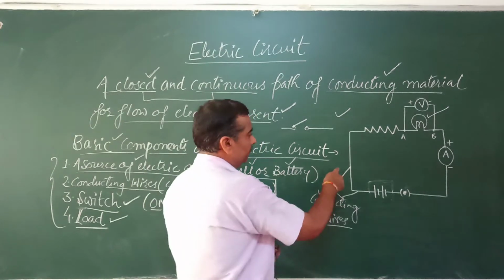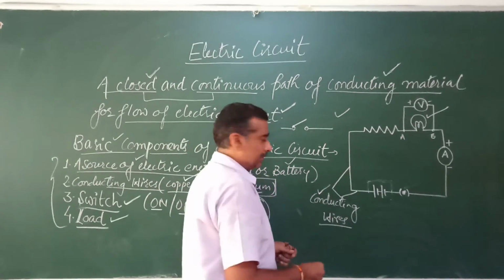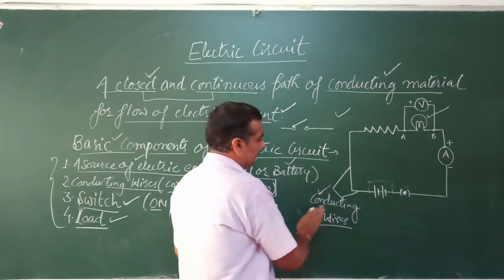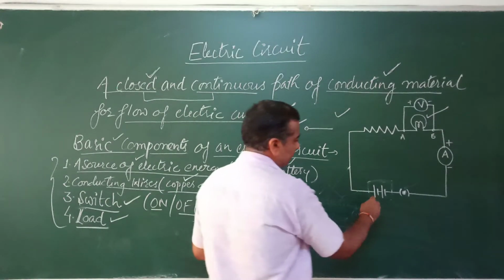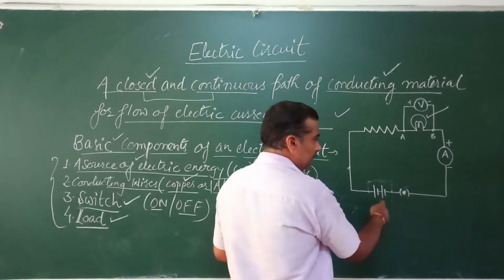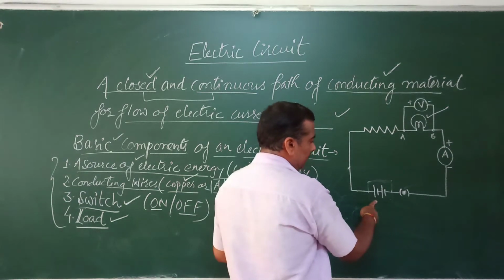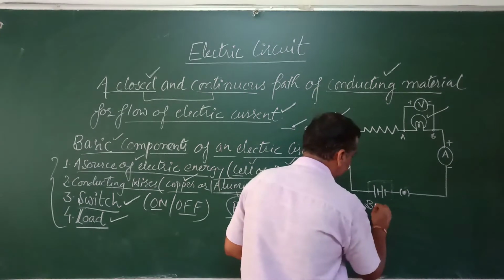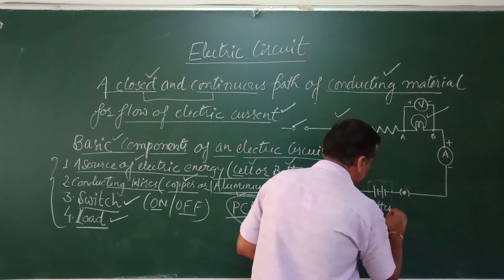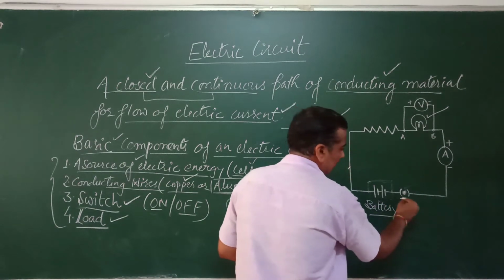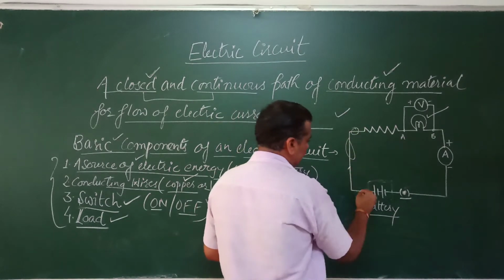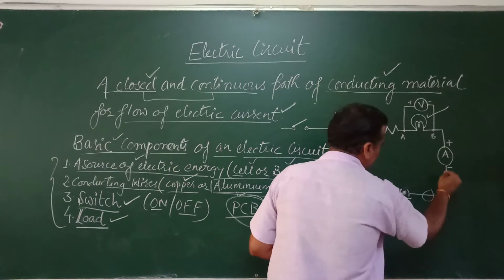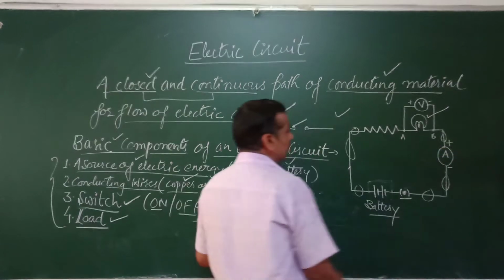Now this is a simple electric circuit. Now let us see what are the components. There are two cells which are joined in series. So this is a battery. Now this is a switch. These are the conducting wires. ये सारे क्या हैं? These are the conducting wires which are straight lines.